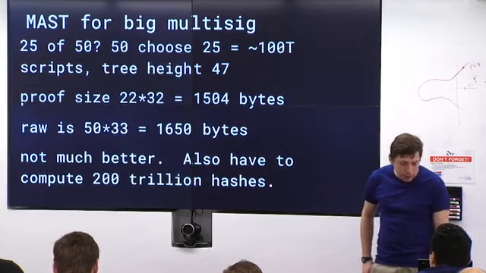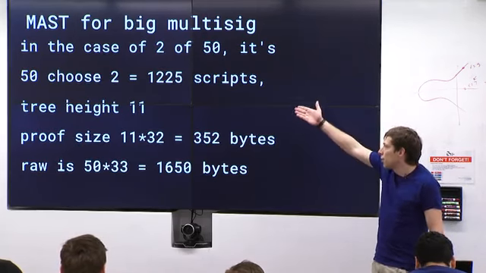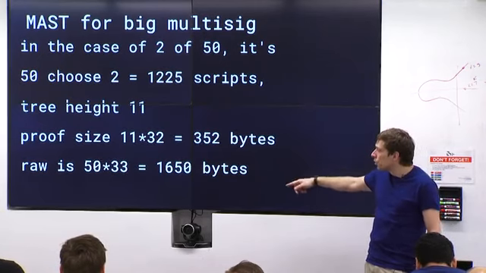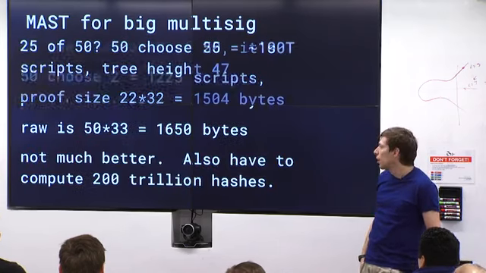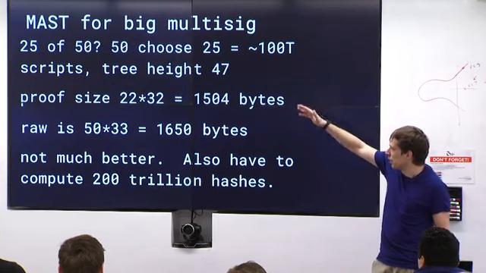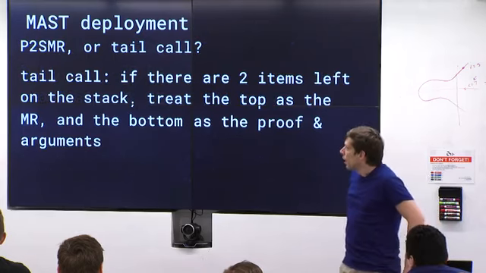But still, it is kind of useful, right? In the 2 of 50 case, yes, this is better. You have to compute 1,000 something hashes, no big deal. You reduce your size from 1.6K to 352 bytes. That's a good deal. Here, kind of not, but this is also sort of a crazy case. There's other ways to address this, but anyway, it's pretty good.